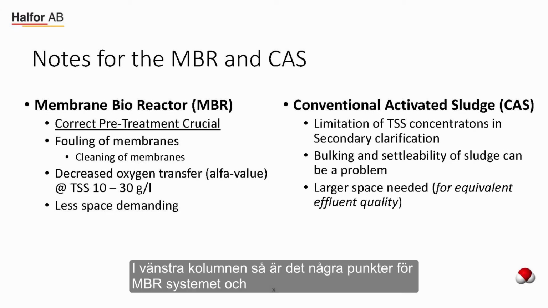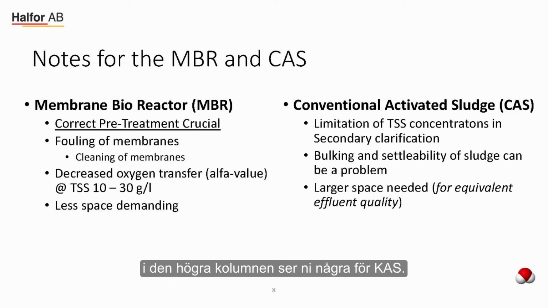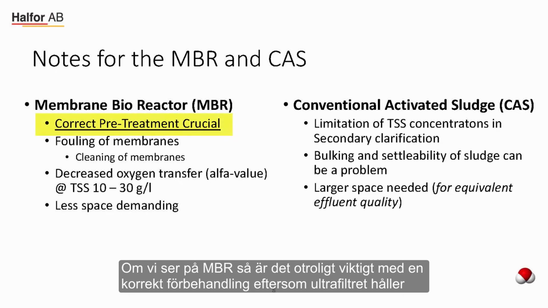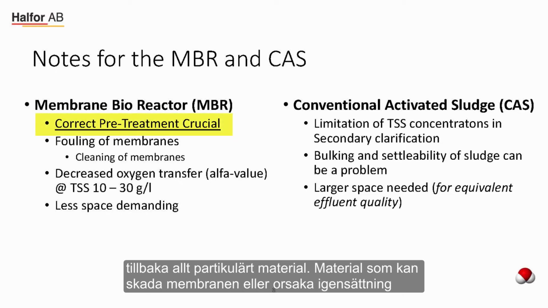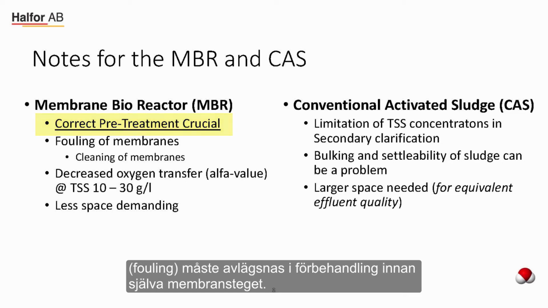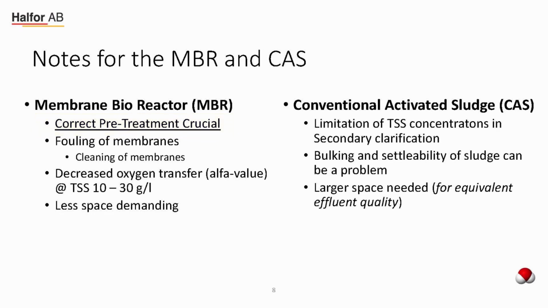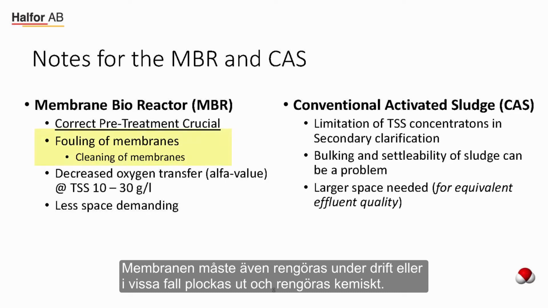On the left-hand side, you have Membrane Bioreactor, some points, and on the right-hand side column, you have some notes in regard to the conventional activated sludge system. Looking at the Membrane Bioreactor, a correct pretreatment is crucial, and this is of course because the ultrafiltration membranes will hold back all particulate material. So it's very important to remove material that can mechanically damage the membranes or foul them. Also, with the MBR, you will have to take care of the fouling of the membranes during operation, which also means cleaning of the membranes. And of course, membranes is what really differs the two systems apart.